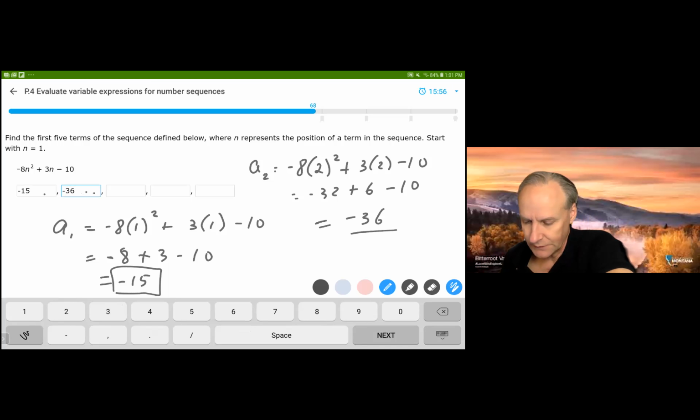Can't see a nice shortcut for it. Let's see. What's our difference here? We went down 21. Let's see if that has anything to do with anything.